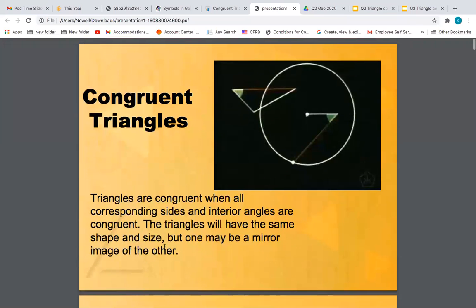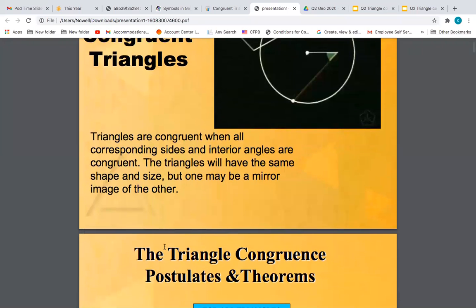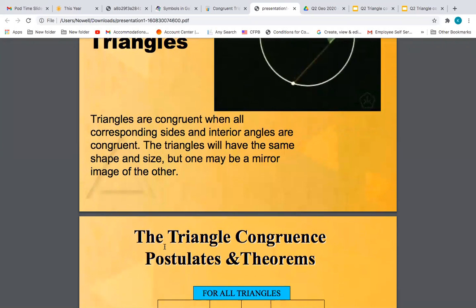So my question: do we need to know and confirm that all the sides and the interior angles are congruent to the other triangle? Do we? Just pause it and give a guess, or think about it and then look into this. We actually don't need all three sides and all three angles, which are the interior angles.